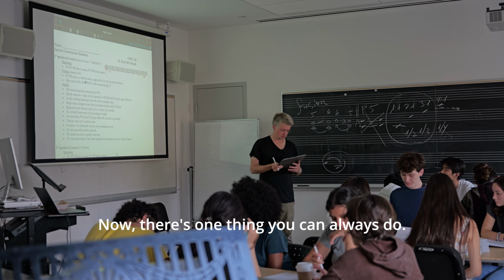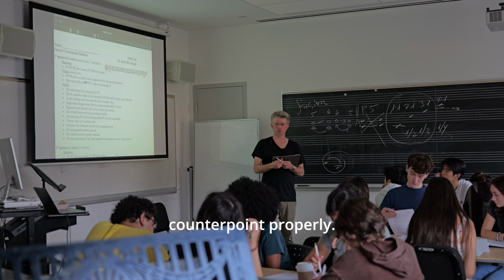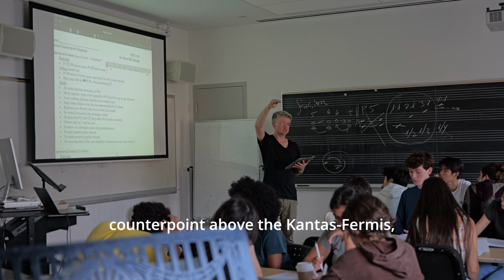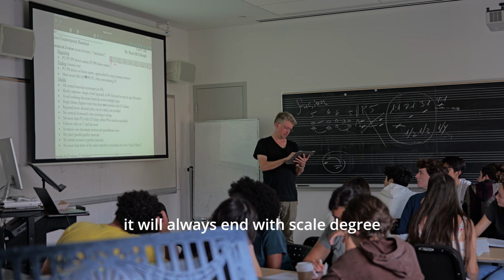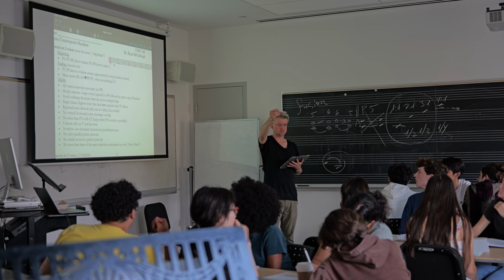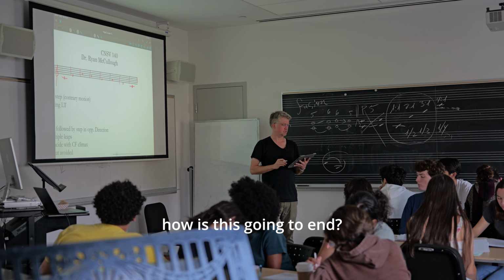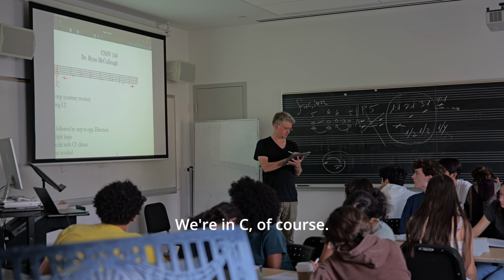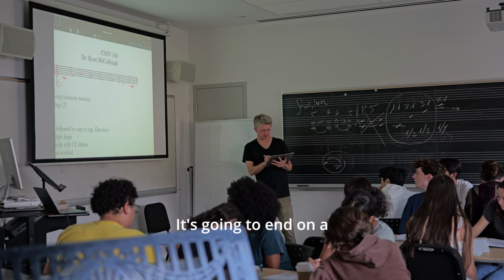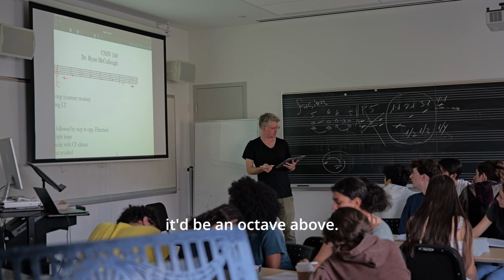Now, there's one thing you can always do. You can always end your counterpoint properly. If you're writing counterpoint above the cantus firmus, it will always end with scale degree 7 to scale degree 1 above the cantus firmus. So how is this going to end? We're in C, of course. So the counterpoint's going to end on a C. It can't be the same C. It has to be above, so it'd be an octave above.